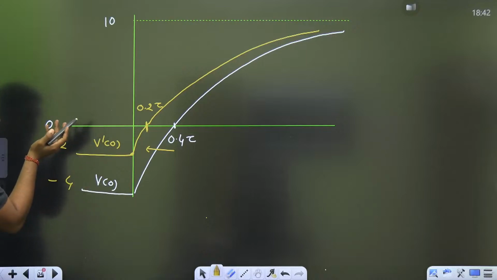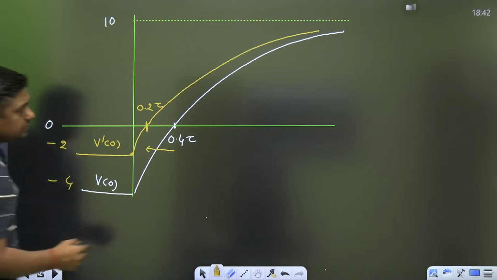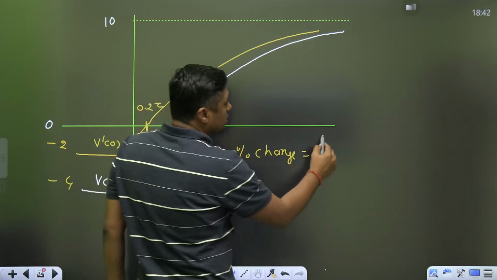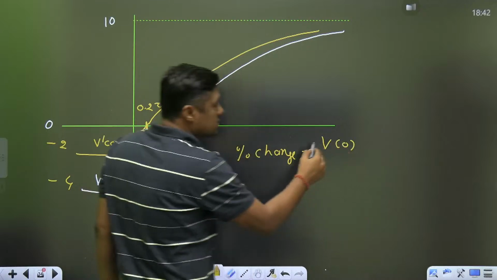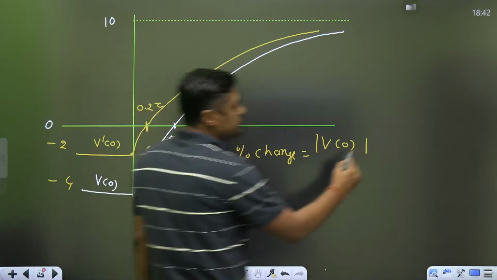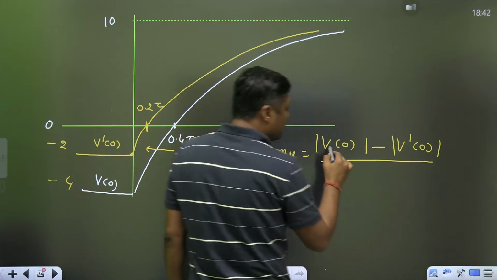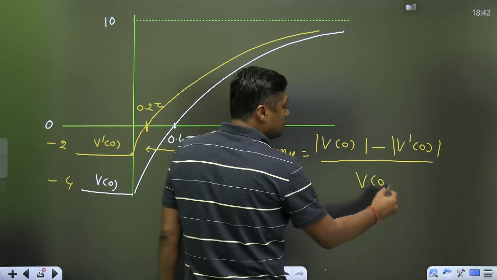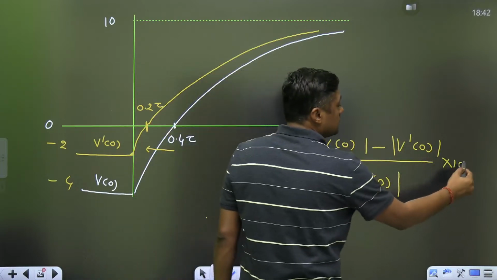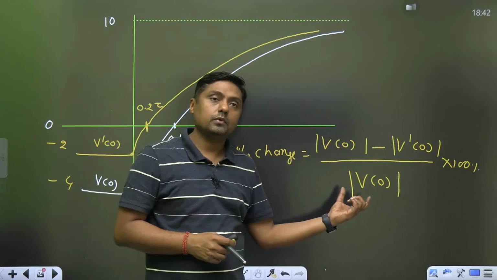So what is the absolute percentage change? The percentage change according to the question is V0, because it is the higher magnitude, minus the new value of the initial magnitude, upon the initial value in the first case, into 100. This means we have to find these values.